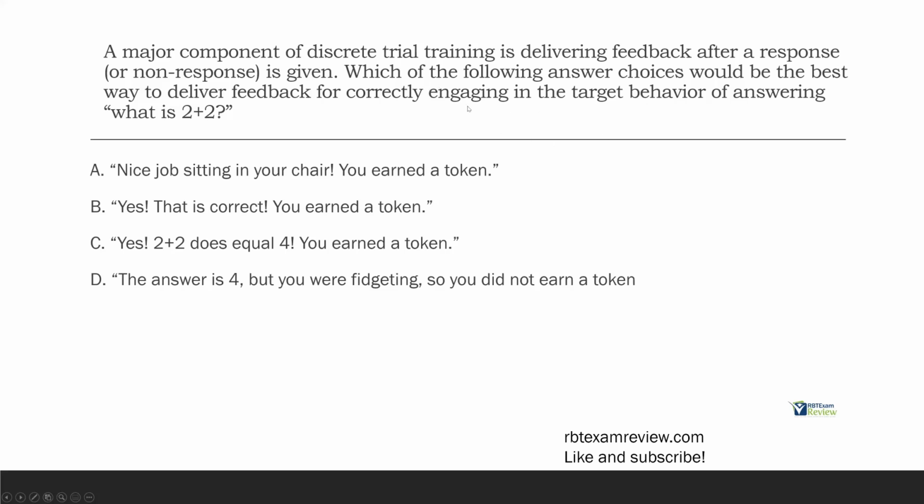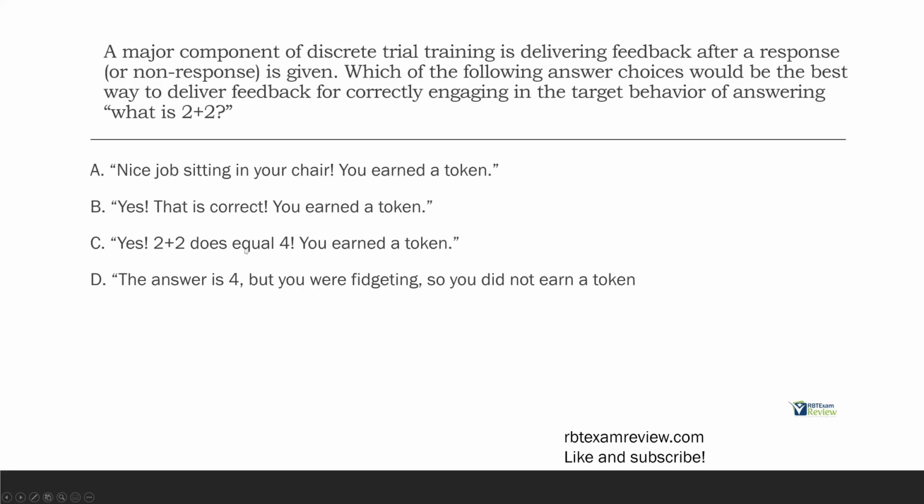When do we do that? How do we do that? A, nice job sitting in your chair. You earned a token. What's wrong with A? Well, you praise them for sitting in their chair. What is the target behavior? What is 2 plus 2? We need to include the target behavior in our feedback. B, yes, that is correct. You earned a token. Did we include our target behavior in the feedback? We did not. We didn't specify.